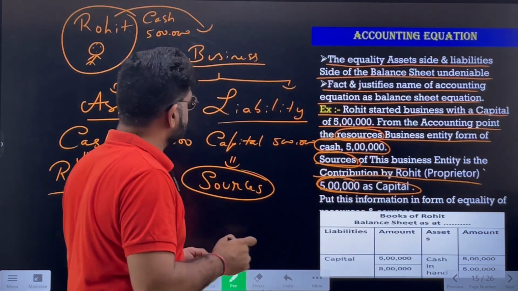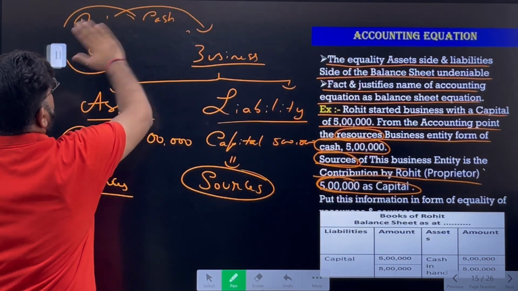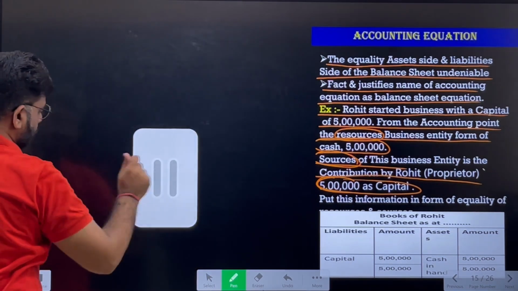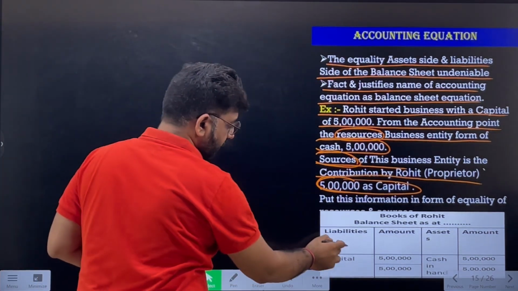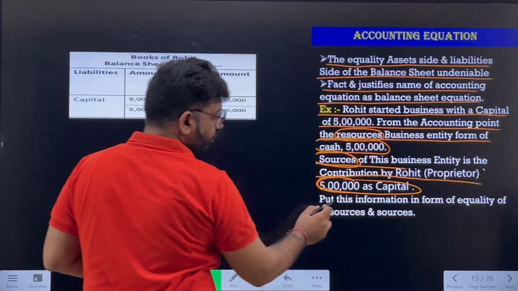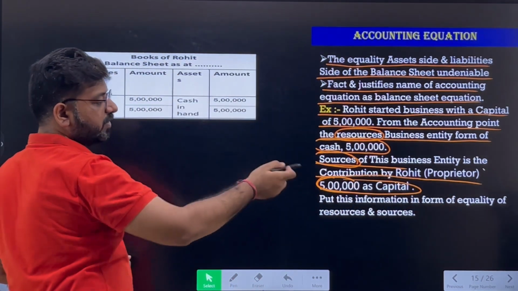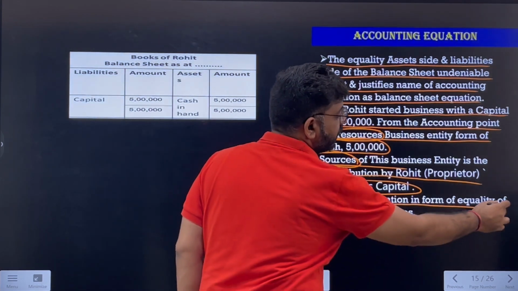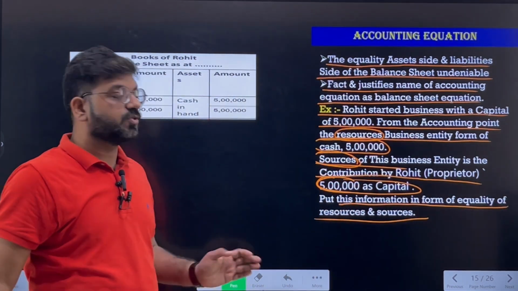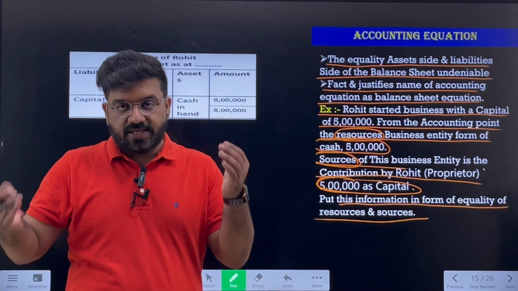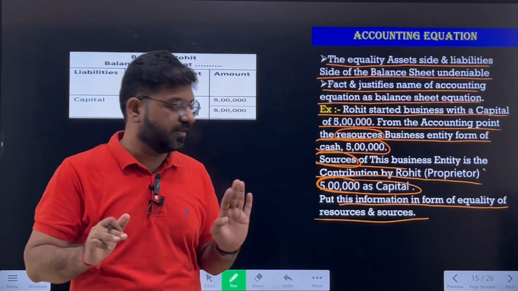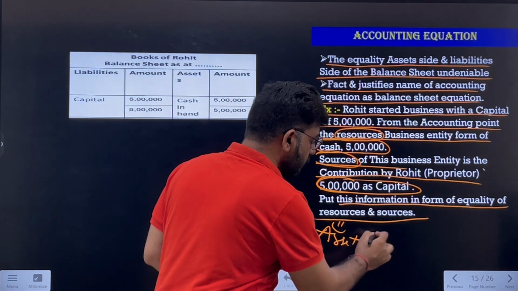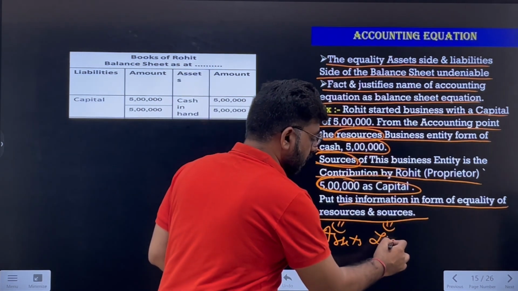Okay, now let's see this. I think this much is very much clear to you. If it is very much clear to you, now let's see this presentation. Now, put this information in the form of equality of resources and sources. Obviously, this puts the information in the form of equality of resources and sources. Resources, the assets we do have. Okay, basically resources are assets and sources are the liabilities.